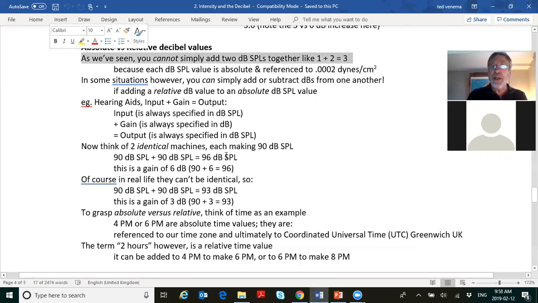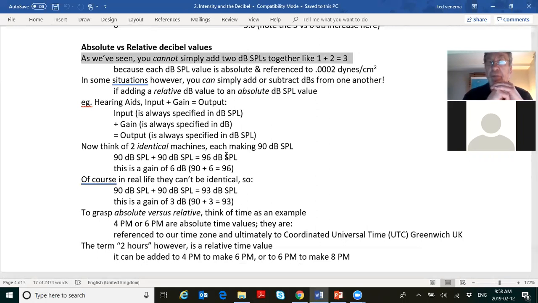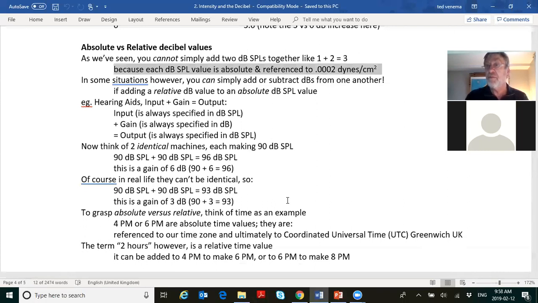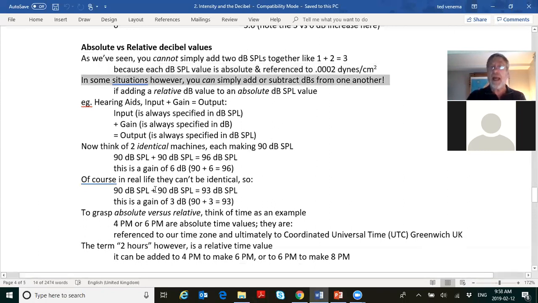As we've seen, you cannot simply add two dB SPLs together like 1 plus 2 is 3. We've been saying that all morning. Because each dB SPL value is absolute. It's a reference to the ground. So 90 dB SPL plus 90 dB SPL is not, repeat, not 180 dB SPL. It's basically 93. You're assuming the two sounds have different frequencies. Just assume that. In some situations, however, you can do that. And that is when you're adding a relative dB value to an absolute dB value. What do we mean by that?